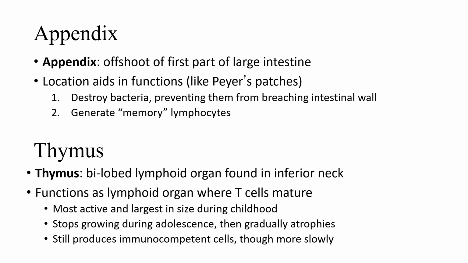And then you have the thymus. So the thymus is located in the inferior neck. It's just above the heart. And this is where the T cells actually mature. Largest during childhood, as mentioned, and stops growing during adolescence and then atrophies. And it will still produce those immunocompetent cells, although at a slower rate.